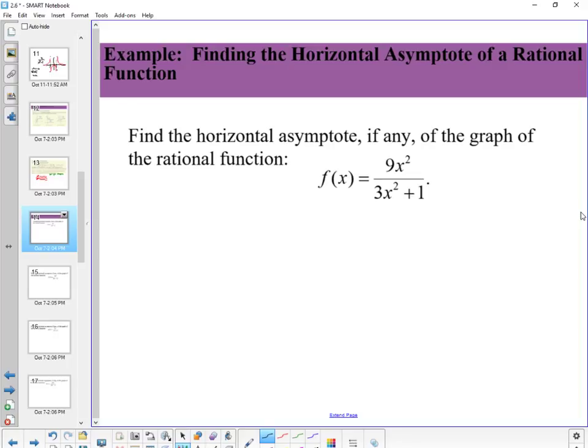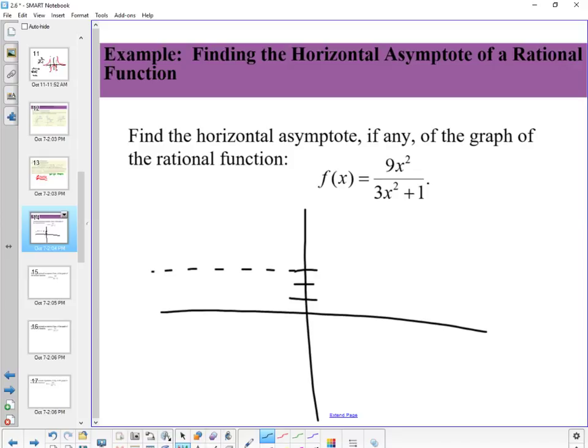We have no vertical asymptotes. But do we have horizontal asymptotes? Yes. Where? It's at 3, because it's 9 divided by the leading coefficient 3. So it'd be 9 divided by 3, which is 3. See it? Cool beans.